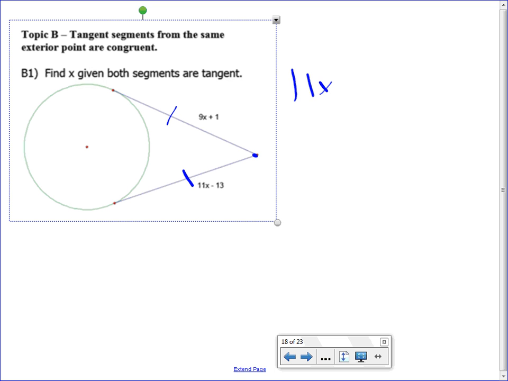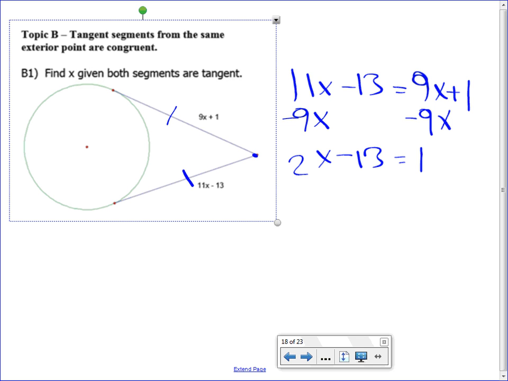So then it makes sense to say 11x minus 13 equals 9x plus 1. So that's the geometry, setting this equation up. Now you want to do the algebra. Let's subtract 9x from both sides. Gives me 2x minus 13 equals positive 1.